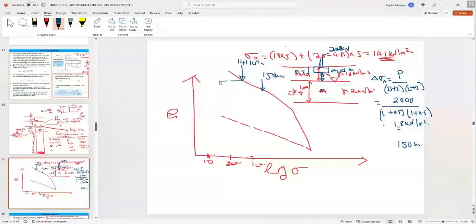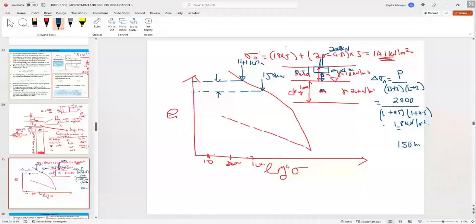So this will be a settlement. That much will be the settlement because that's the change in void ratio. That's the settlement that will be caused by that loading.